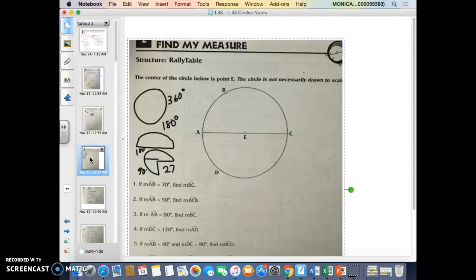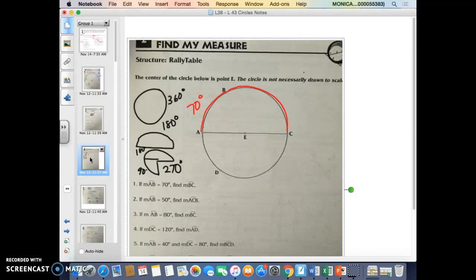270? All right, so that's information we know already before any other work. Okay, so let's go ahead and solve these questions. So it says the measure of A to B. So here we're looking at this little arc right here. That's 70 degrees. And we want to find from B to C. So from B to C is this part right here.